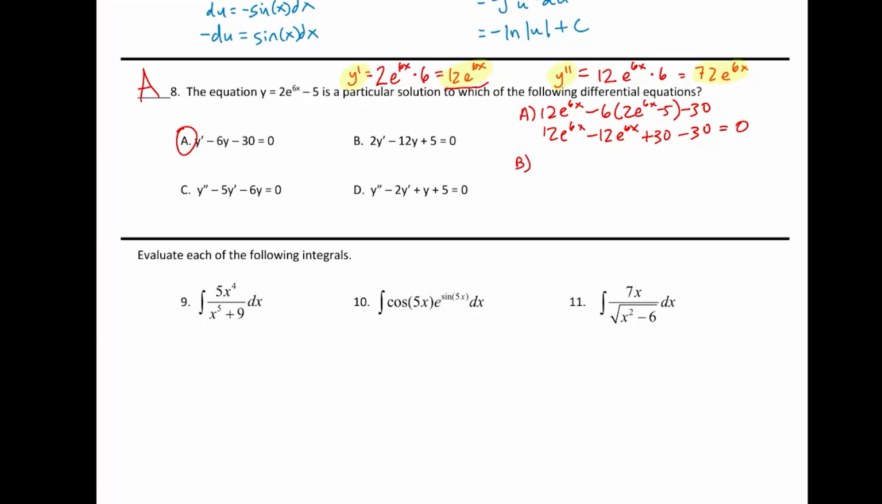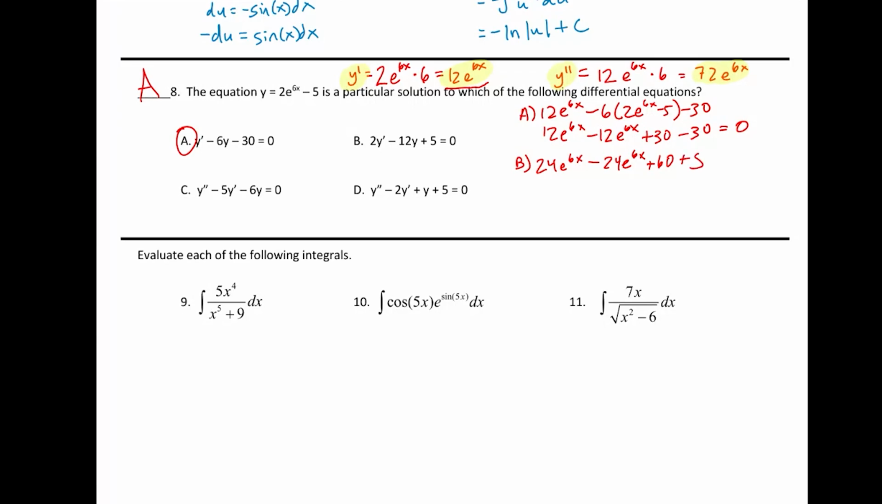We're going to basically work this out the same way. We've got 2 times y prime. So 2 times 12 is going to be 24e to the 6x minus 12 times y. So let's see, 12 times 2 would be 24. 24e to the 6x minus 12 times, yes, negative 12 times negative 5 is going to be positive 60, and then we have a plus 5.